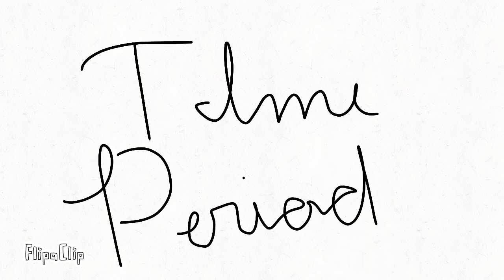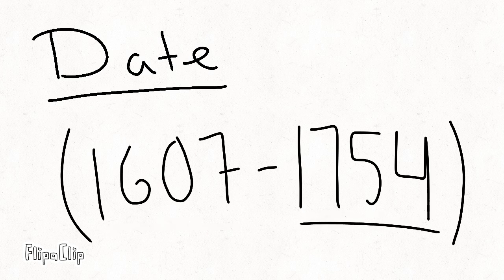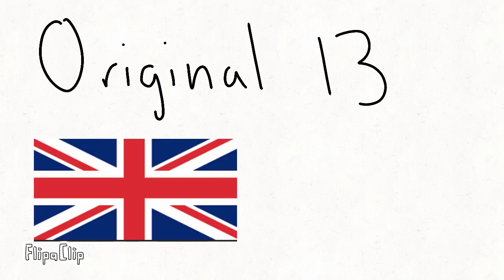Hello, my name is Zane, and today I will be covering Time Period 2. This takes place within the years 1607 through 1754. These were the early development days of the original 13 British North American colonies.